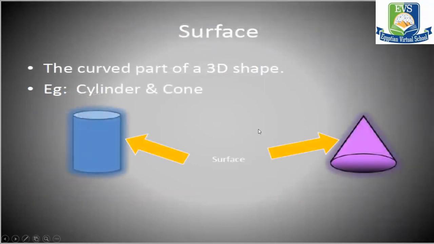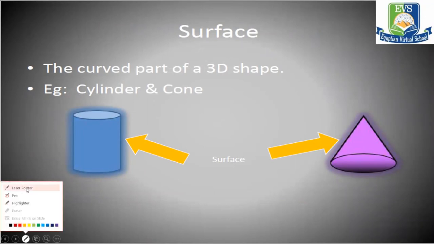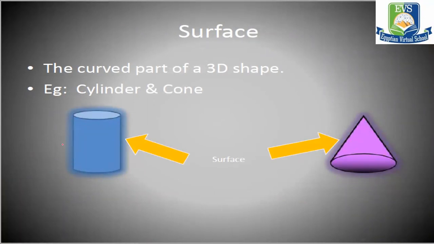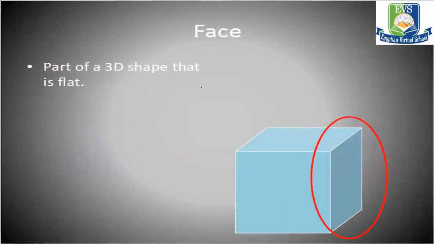The surface is the outer part of the shape. This is the surface, and also this is the surface. So it's called surface. The face of the shape: this is a face, and this is a face, and this is a face, and on the other side we have 3 faces also.